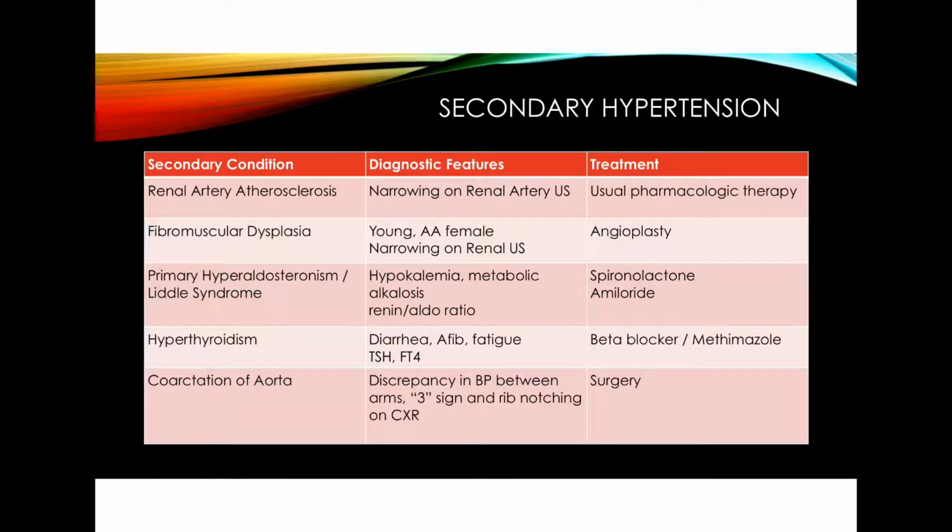Coarctation of the aorta, if unrecognized in childhood, leads to secondary hypertension. It's associated with a discrepancy in the blood pressure measurements between the two arms. On a chest x-ray, you'll see the 3 sign, which is the shape formed by the coarcted aorta as it descends. Inferior rib notching, as a result of increased pressures in the subcostal arteries, can also be seen. This is typically corrected surgically.